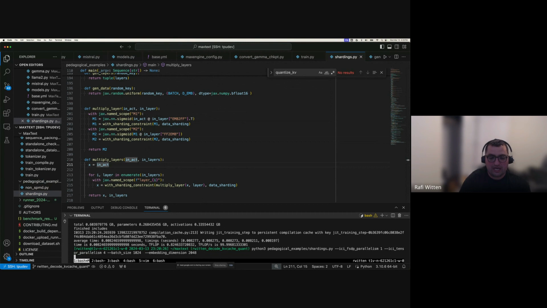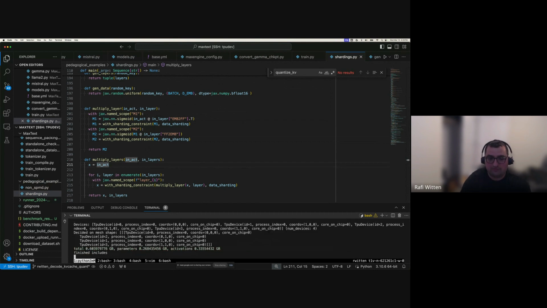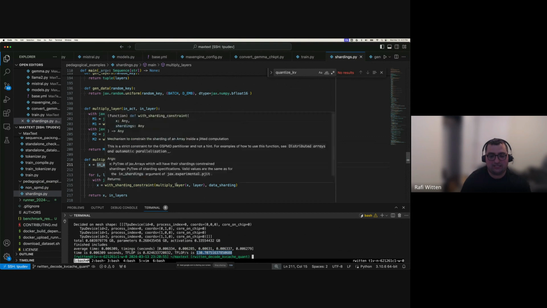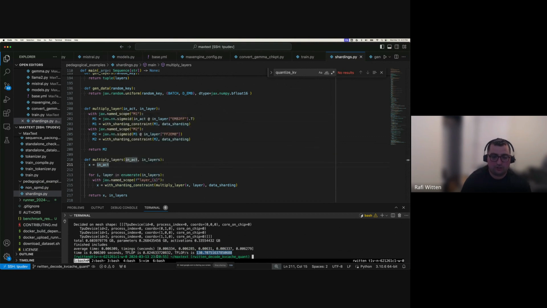So XLA is doing an excellent job of propagating the sharding constraints, of guessing how we should get tensor sharding. We get 130. If you let XLA guess, XLA gets 97. So we can do a little bit better than the compiler, but not too much better.